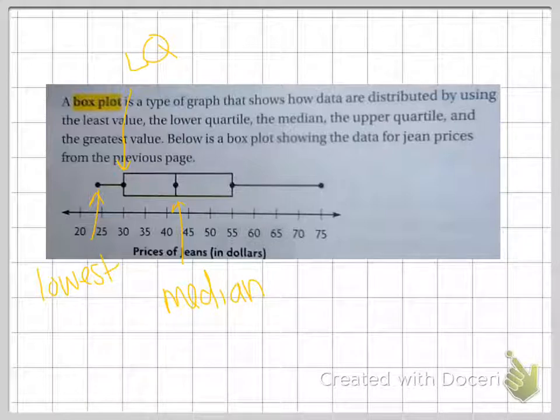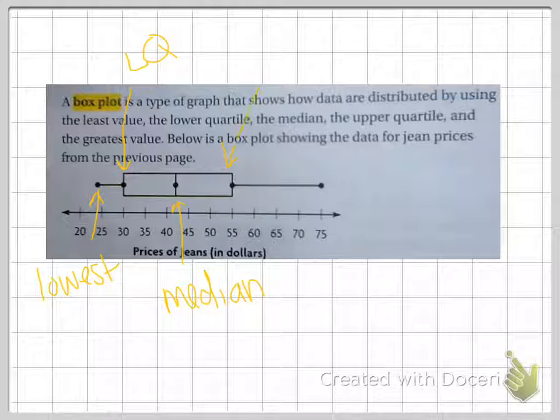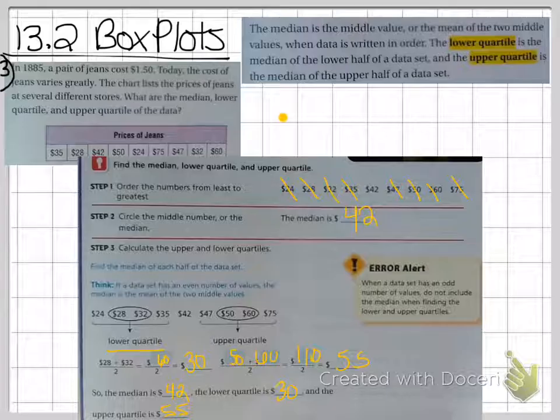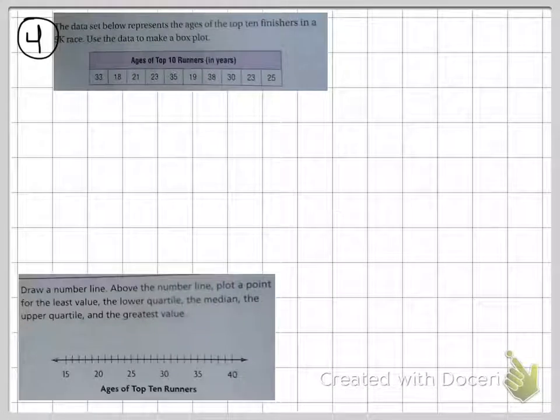Then we have $55, which was our upper quartile. I'm going to abbreviate it with UQ. And then our greatest value, the most expensive pair of jeans, was that $75, which is marked there. So notice how we have 5 different points: the least, the greatest, the median, the lower, and the upper quartile. So now we're going to practice making our own box plot.